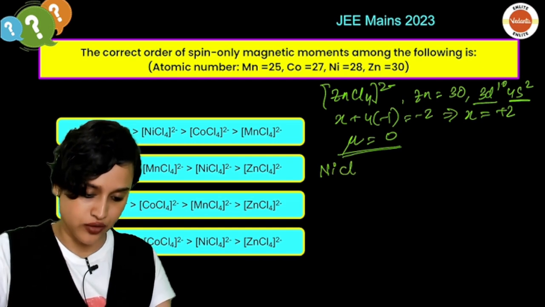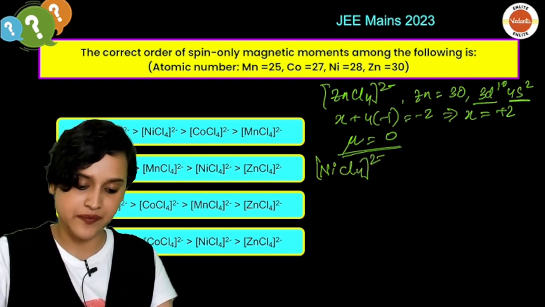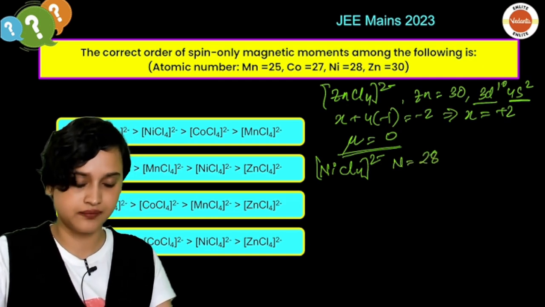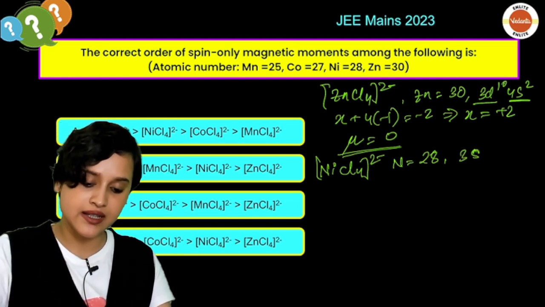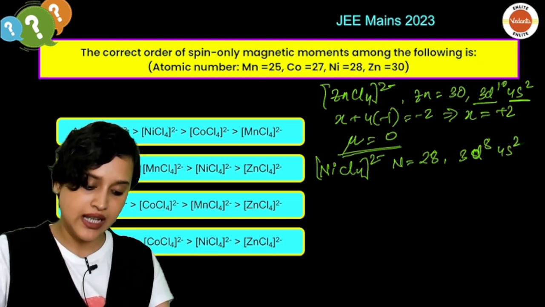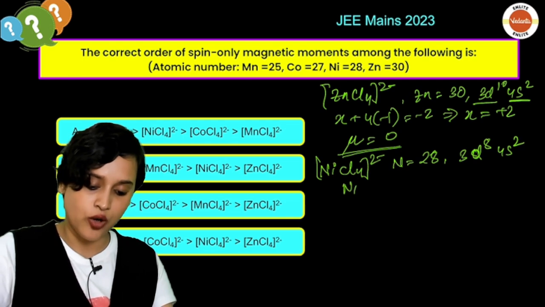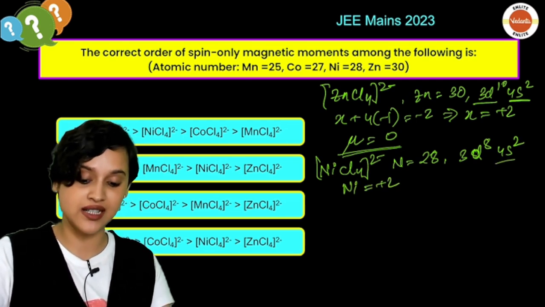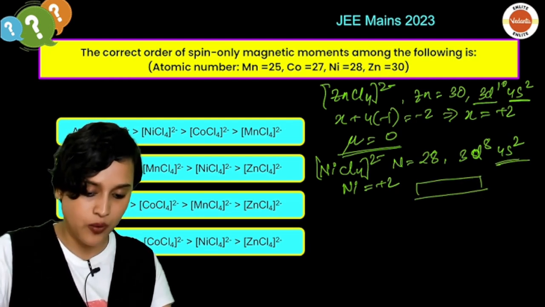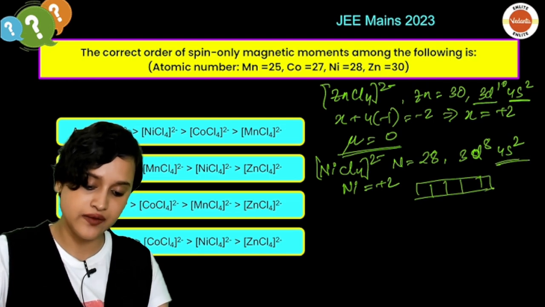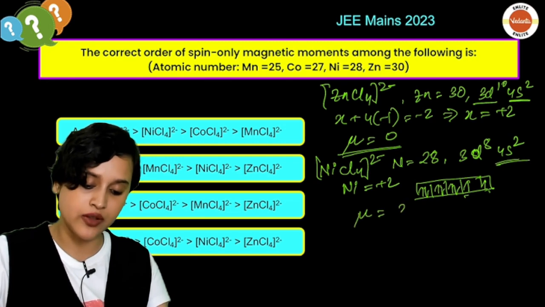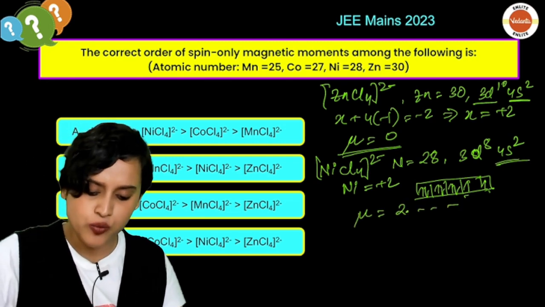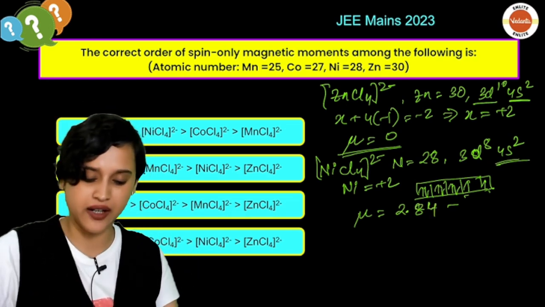Now let's do it for NiCl4 2-. Nickel is 28: scandium, titanium, vanadium, chromium, manganese, iron, cobalt, nickel. 28 means it is 3d8 4s2. Nickel will also be in plus 2 oxidation state, so 4s will go away. Then 3d has 1, 2, 3, 4, 5, 6, 7 and 8 electrons. There are 2 unpaired electrons, so the magnetic moment will be 2 point something, I think 2.84 or something like that.